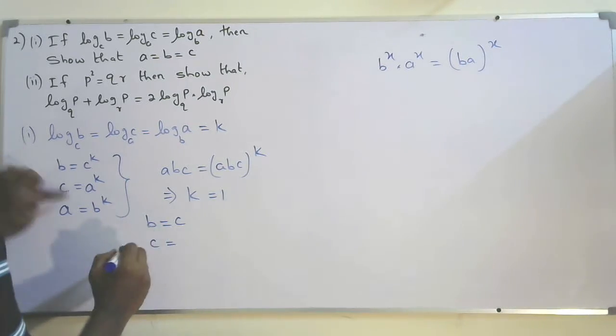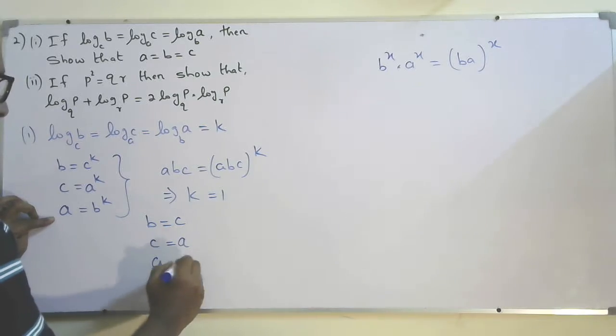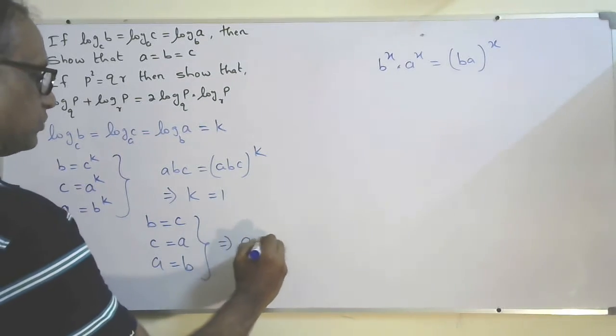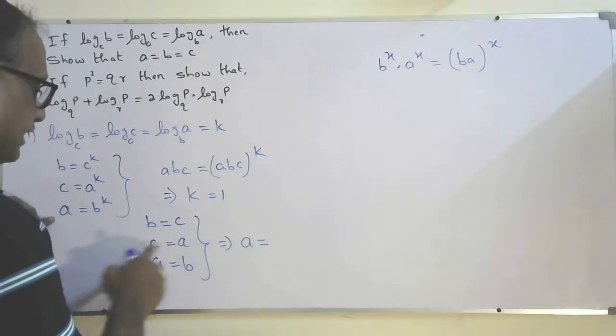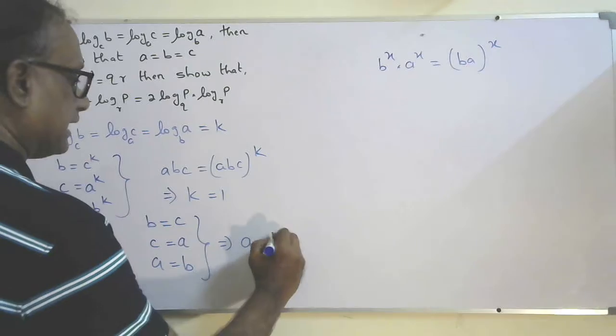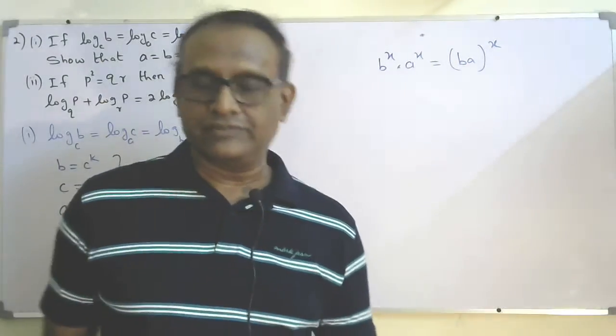k equal 1 means I can say b equal c to the power 1, that is c. c equal a to the power 1, that is a. a equal b to the power 1, that is b. So from these three I can say a equal b equal c. So a equal b equal c. Okay, very simple derivation.